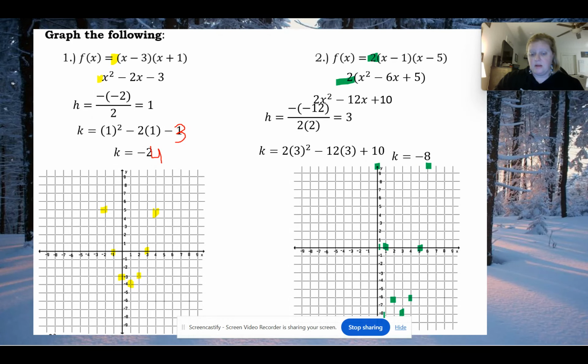Right there. So again, really nothing that new. It's just you FOIL and then you get h and k. That's the only difference, and that's it. That's all the forms.